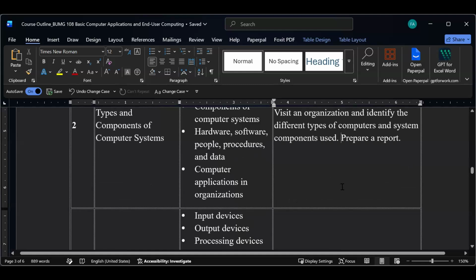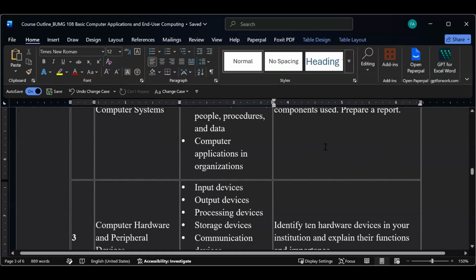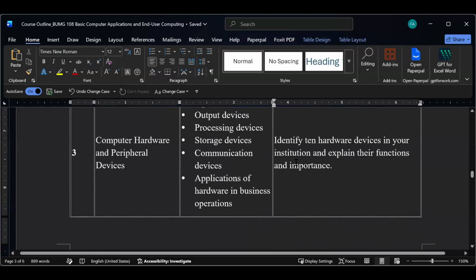So we have to come to us that in your organization, this is the type of computers that you are using. We'll go through, we'll show you how to do these reports. Week 3, we'll look at computer hardware. We'll go into more details into computer hardware and peripheral devices.